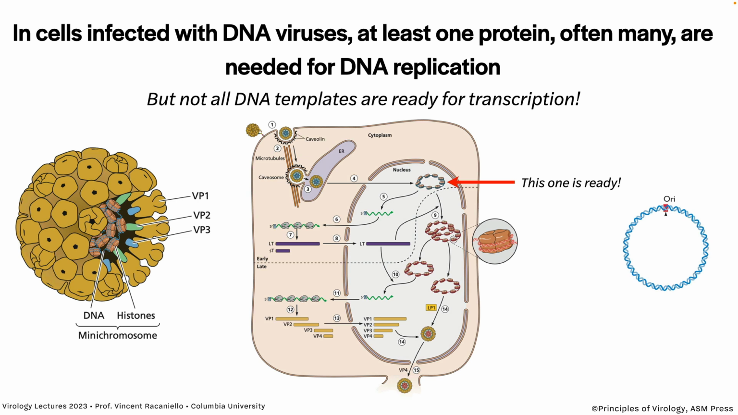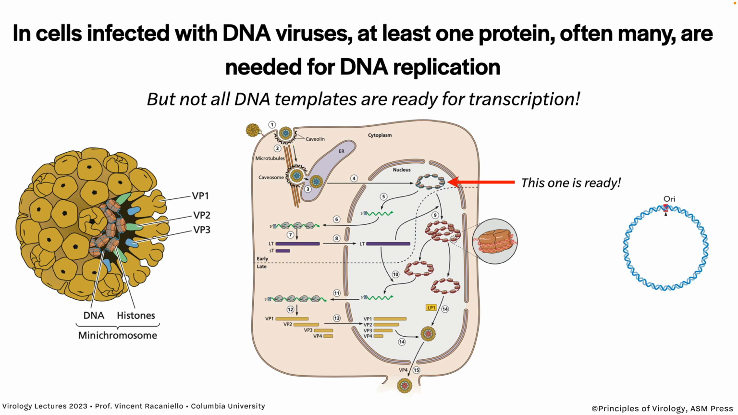So here we have it. The virus getting into the cell, the DNA goes in the nucleus, and there you can see it's wrapped around nucleosomes. And it's ready for transcription because it's double-stranded. It's a double-stranded circular DNA, and it undergoes a cycle that we're going to talk about today. All right, so that DNA is ready for transcription.